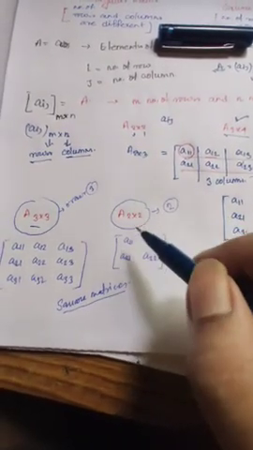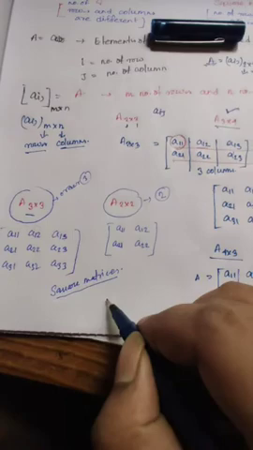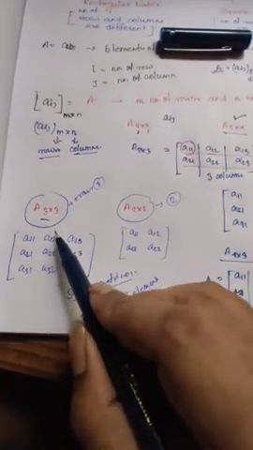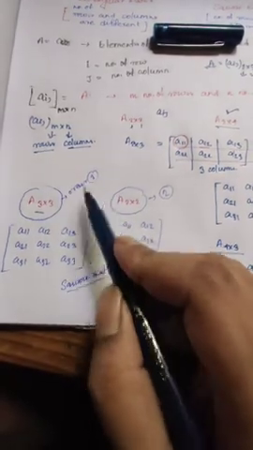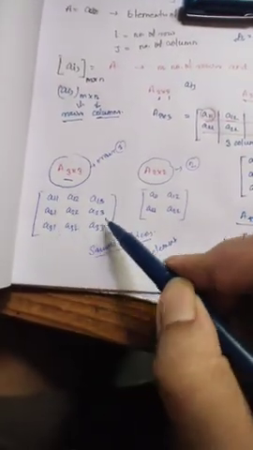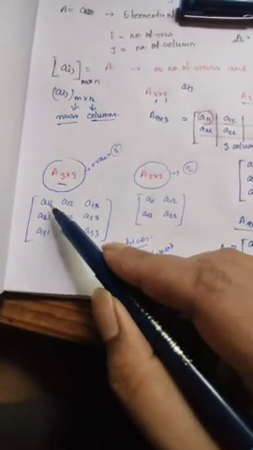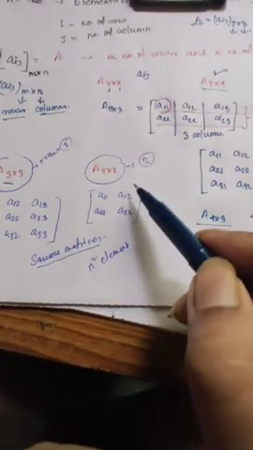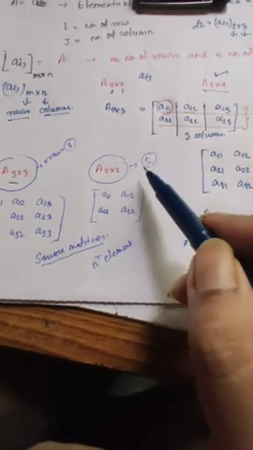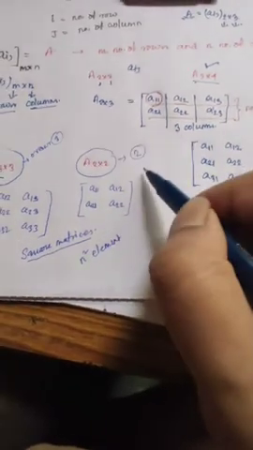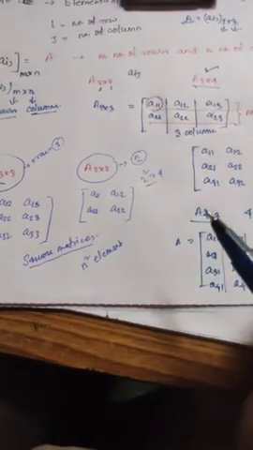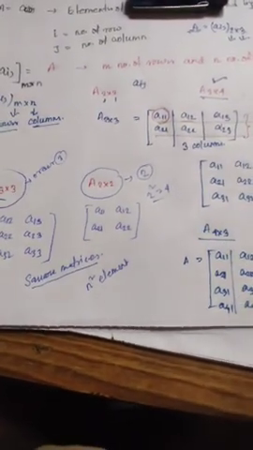A square matrix of order n contains n squared elements. This is a 3 cross 3 matrix, of order 3, and it contains a total of 9 elements, that is 3 squared: 1, 2, 3, 4, 5, 6, 7, 8, 9. And this is a matrix of order 2, so it contains 2 squared elements, that is 4: 1, 2, 3, 4. I hope you understand. Thank you for watching the video.